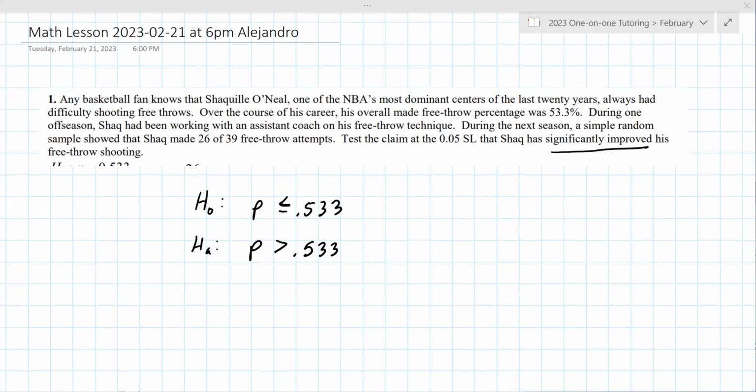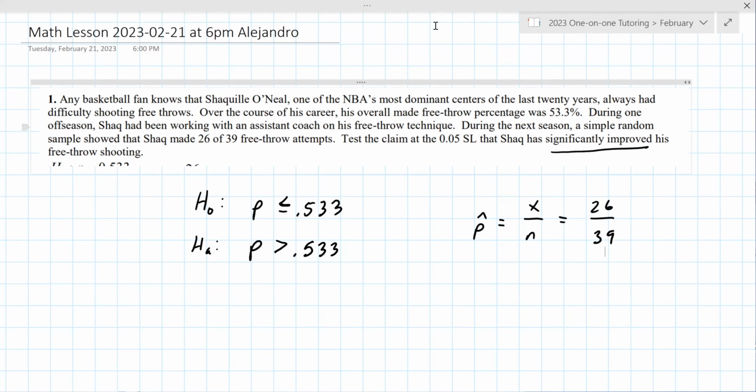Now, from here, we have some options. We do know that the p hat, the one that they're giving us, is x over n, and that's 26 over 39. So from here, there are some options, meaning you can go right to the calculator, or you can do this by hand with formulas.